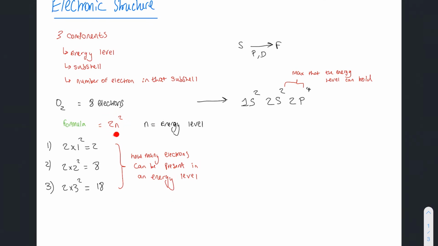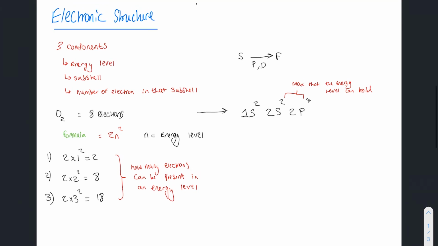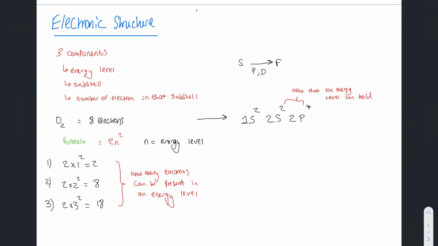Remember this formula, 2n squared, to determine how many electrons can fit into any energy level. And this is how you would write the electronic structure for oxygen. So 1s2, and that's the first energy level done. 2s2, 2p4. And as you can see, 2 add 4 equals 8.